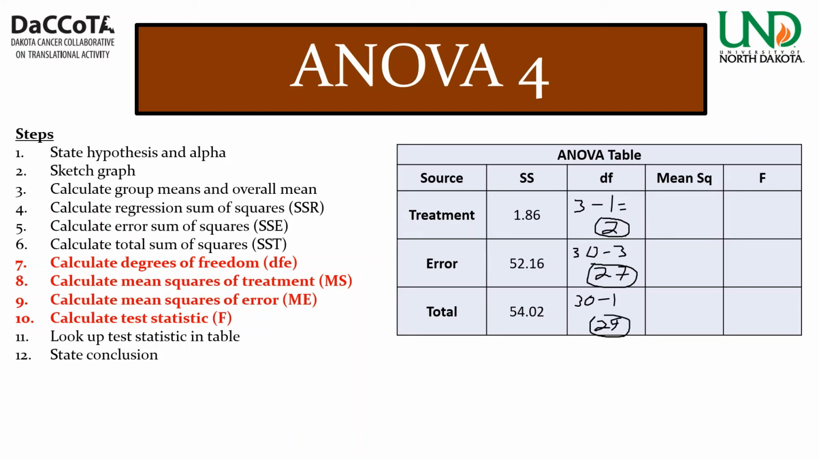So to get the mean square, that's going to be the associated sum of squares divided by their degrees of freedom to equal the mean square. So for treatment, that is going to be 1.86 divided by 2. It's going to be 0.93. Then for the error, that's 52.16 divided by 27, which is 1.93.